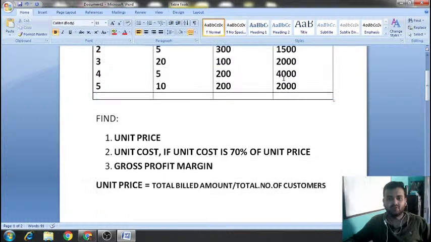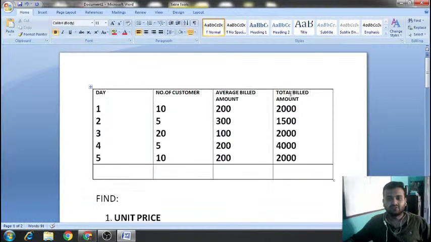Now what you have to do? You have to find out the total of this column. So 2000 plus 1500 plus 2000 plus 4000 and plus 2000. This is coming to 11,500. Okay? This is coming to 11,500. Clear?